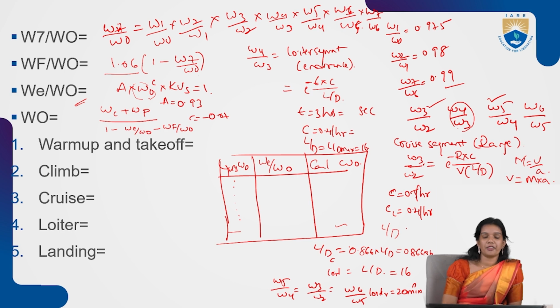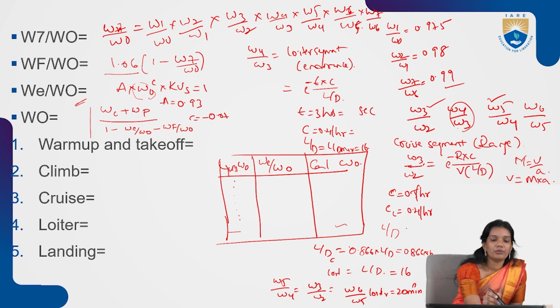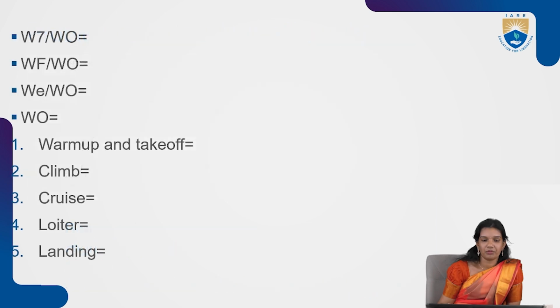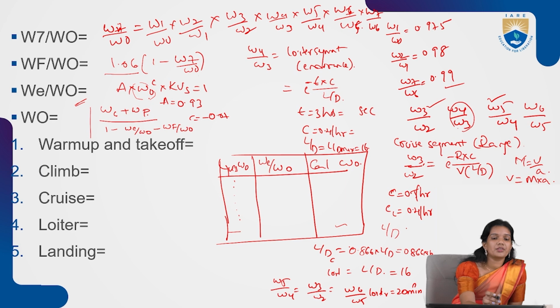So what is the undefined term? W0. I still don't know what W0 is. W0 is going to be the formula we have obtained, that is crew weight plus payload weight, divided by 1 minus WE by W0 minus WF by W0, each of which has a certain value in terms of W0. The crew weight and payload weight are given: 800 pounds plus 10,000 pounds, so it is 18,000 pounds.